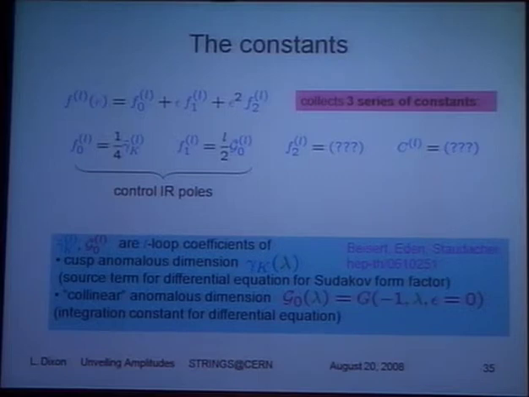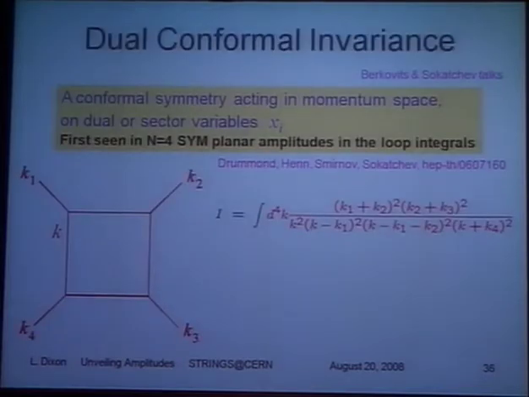In a four-dimensional field theory, which would be quite nice. Four minus epsilon dimensional field theory. So there's this exponential structure of amplitudes in N=4 super Yang-Mills. And then another notion, which will be expanded on in these talks by Nathan Berkovits and Emery Sokatchev, is that of dual conformal invariance. So this was a very strange observation at first by Drummond, Henn, Smirnov, and Sokatchev.